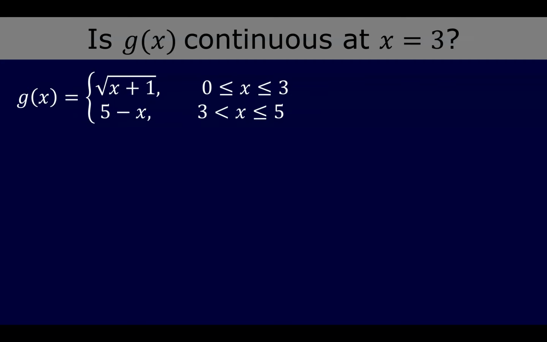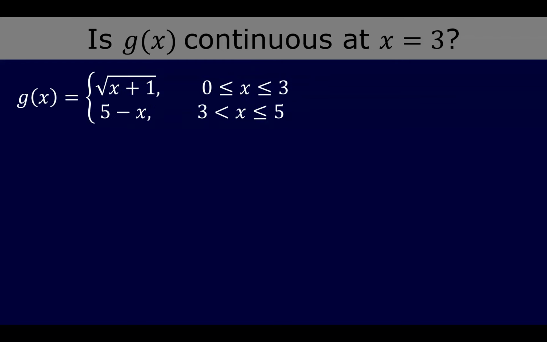So now we have to worry about checking continuity on something that may or may not be continuous at x equals 3. How do we think of piecewise defined functions? Well, really, you have one rule. You're going to use the square root of x plus 1 if x is 0 or 1 or 2, 1/2, really anything between 0 and 3. And if your x value is 3.1 or 4 or 4.9, something like that, you're going to use 5 minus x.